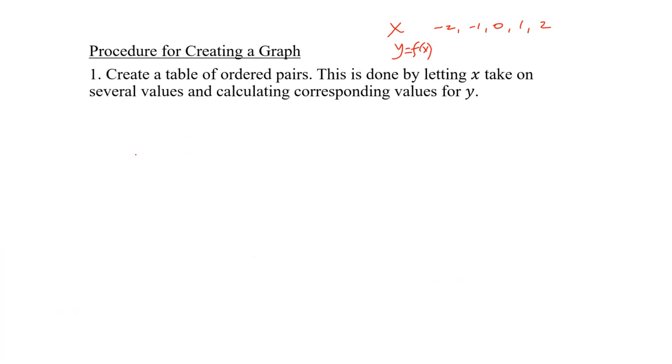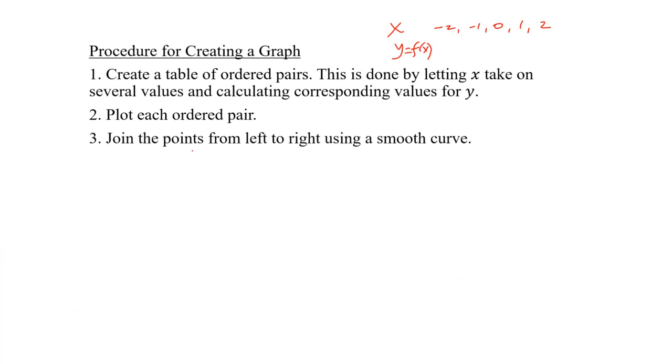Next, plot the ordered pairs on graphing paper. At -2, let's say you get 10, so you plot -2, 10, like that. After that, connect the points. Join the points from left to right using a smooth curve. You have to use a smooth curve to connect the points. That way you have your graph. This is the procedure for graphing a function.